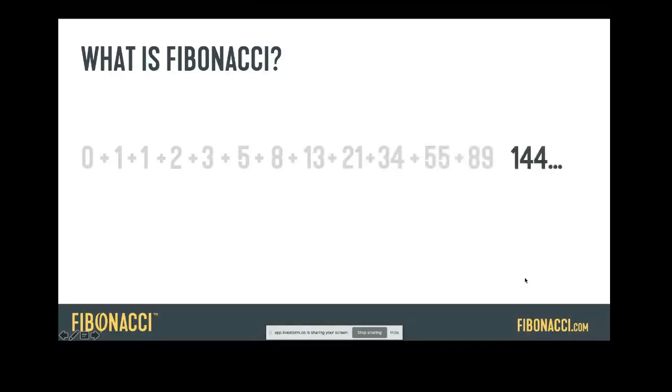Basically, what we're doing is we're taking one number and adding it to the previous number and coming up with a sum that is the successive number. Okay, so 0, 1, 1, 2, 3, 5, 8, 13, 21, 34, 55, and on it goes to infinity.